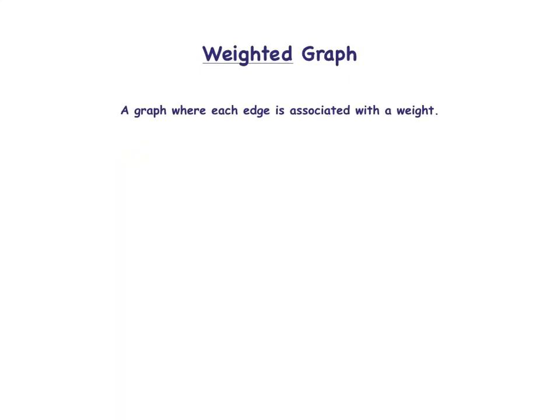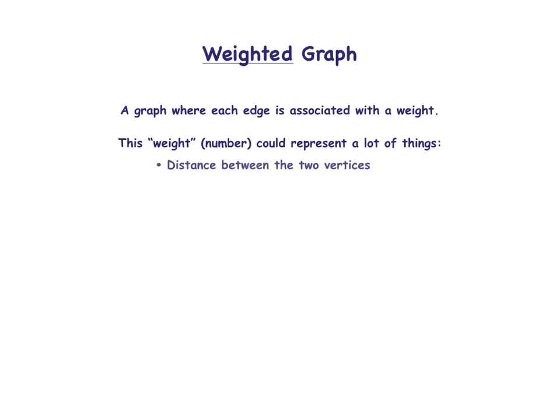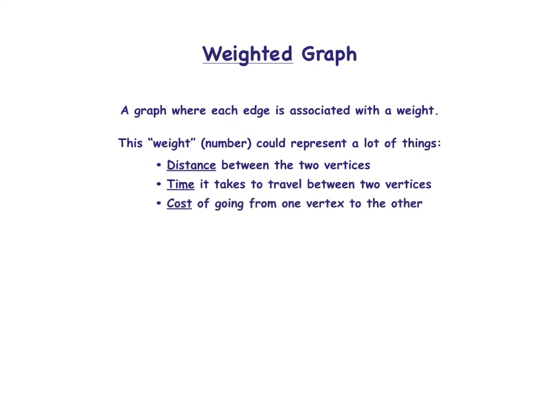Weighted graph. A weighted graph is a graph where each edge is associated with a weight. This weight, which is just a number, by the way, could represent a lot of things. A weight could represent the distance between two vertices. A weight could represent the time it takes to travel between two vertices. The weight could represent the cost of going from one vertex to the other, and many other things.